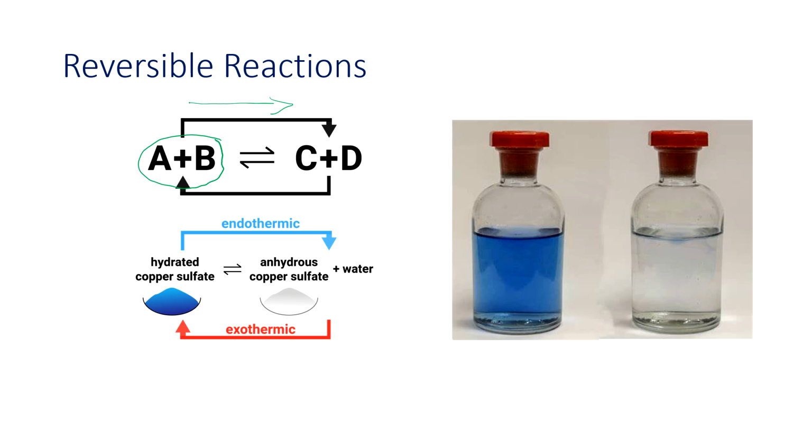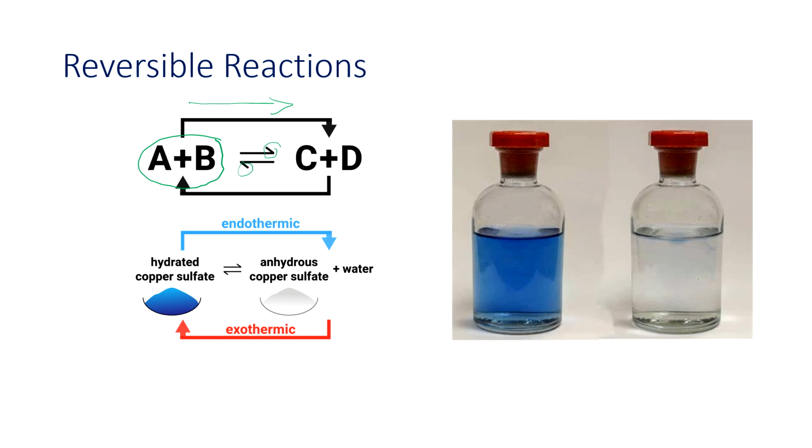Products C and D are reacting at exactly the same rate as A and B are reacting, and it's important that you describe it as the same rate. And therefore the reaction in the opposite direction produces the reactants, or the original reactants. And a thing to make note of is the reversible reaction symbol.